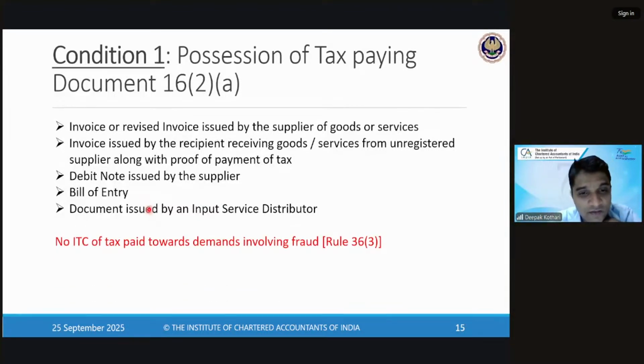No ITC of tax paid towards demands involving fraud. Okay, so where a fraud is involved, then you cannot claim any ITC.